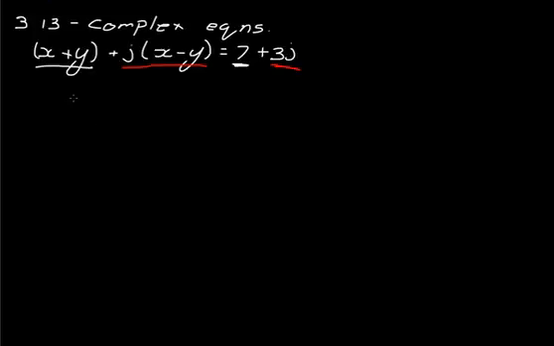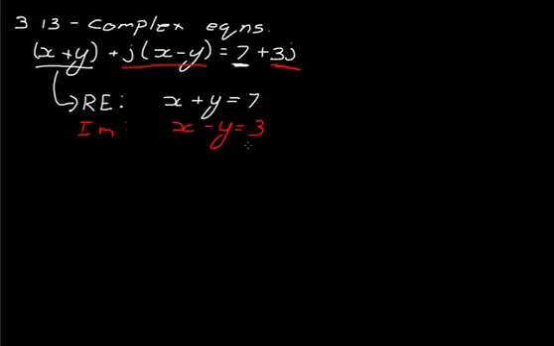So now what we're going to end up with is, from the real parts, x plus y equals 7, and from the imaginary parts, x minus y is equal to 3. Then we can solve it like a normal set of simultaneous equations, and we will have our solution to the complex equation. Quite simple. So let's quickly do that.